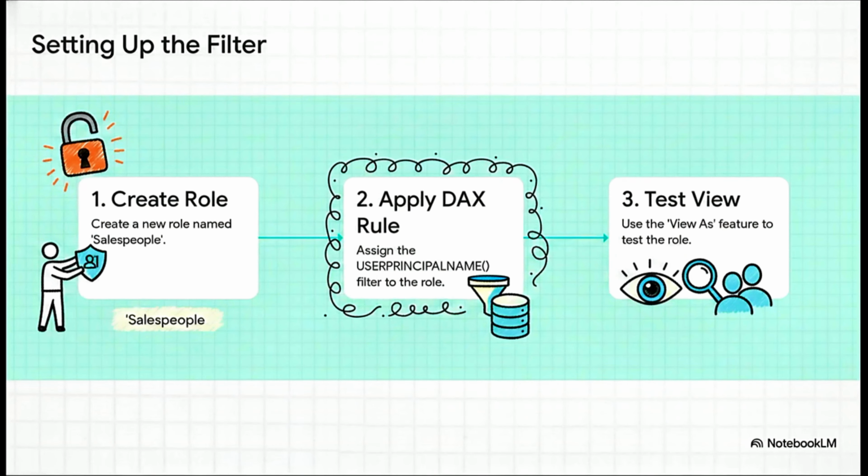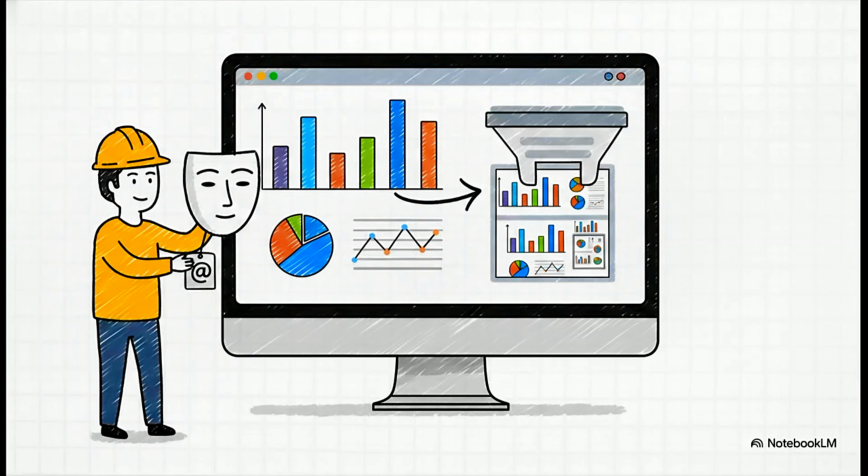Now, back in Power BI, setting this up is super quick. First, we'll create a new security role. We'll just call it Salespeople. Then we apply that little DAX formula we just talked about to that role. And finally, Power BI has this amazing feature that lets us test the report by pretending to be a specific user, which is exactly what we're going to do. Okay, so let's do it. We're telling Power BI, hey, show me this report exactly as if I were Michael Blythe logging in with this specific email address.